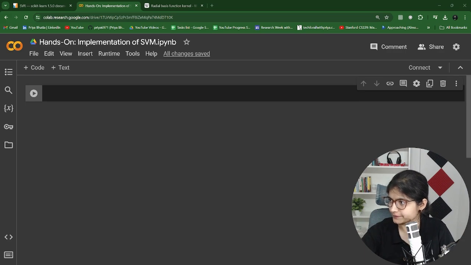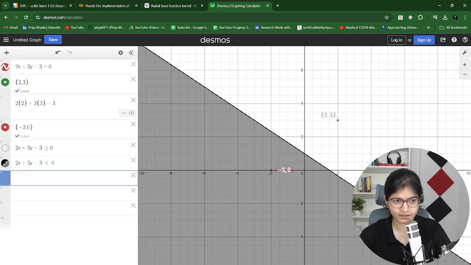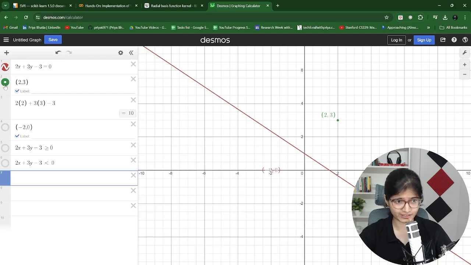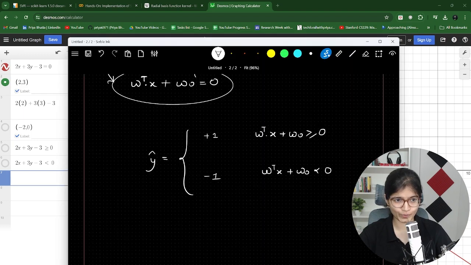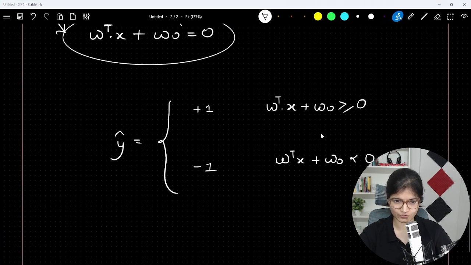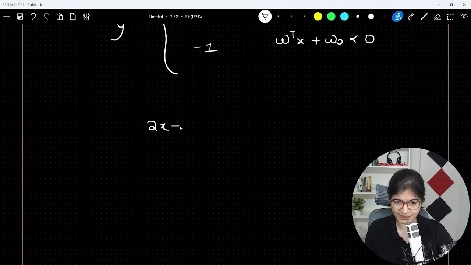Maybe what I can do here is use one platform, desmos.com, which basically gives me graphs of whatever I'm looking for. For example, let's say I remove all of this, and we have an equation like 2x plus 3y minus 3. Usually in a two-dimensional space, it's very easy to understand, right?